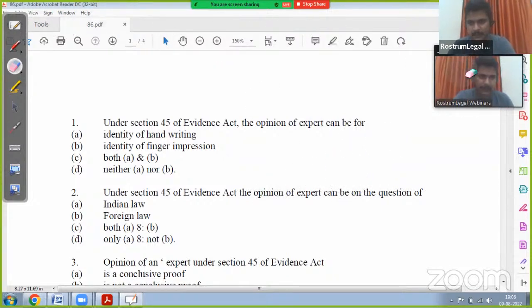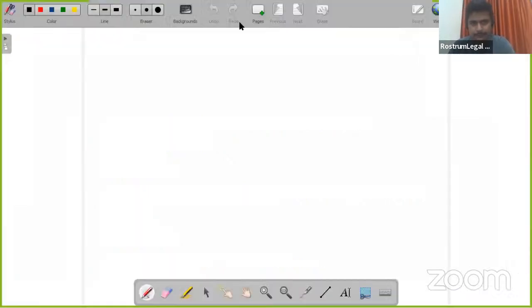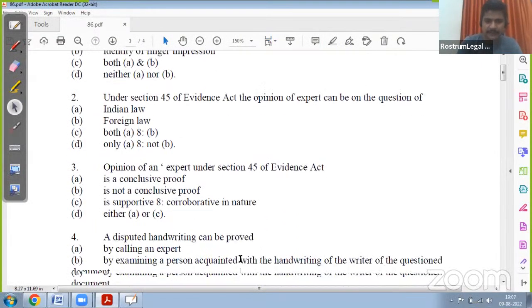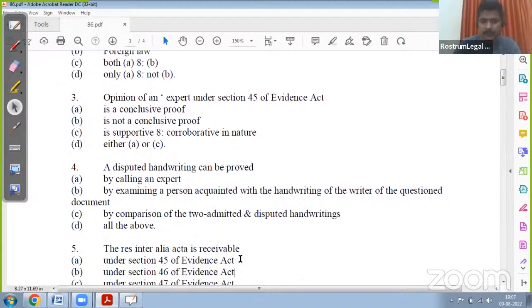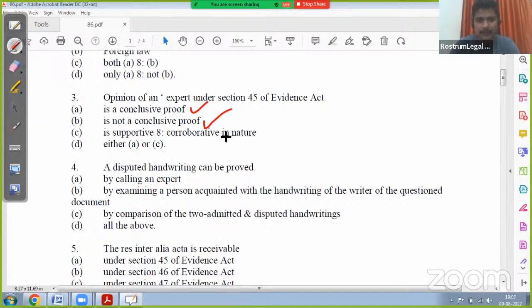What is the next question about? Opinion of the expert under section 45 of Indian Evidence Act is a conclusive proof, is not a conclusive proof, is supportive and corroborative in nature, both A and C. What should be the correct answer? Opinion of the expert is a conclusive proof, not a conclusive proof, is supportive and corroborative in nature, and both A and C. What should be the correct answer?